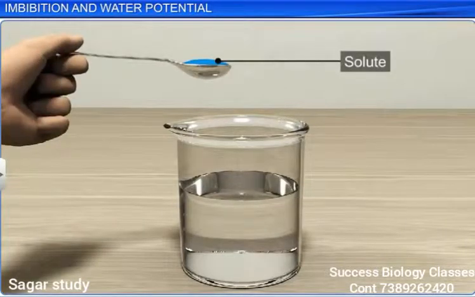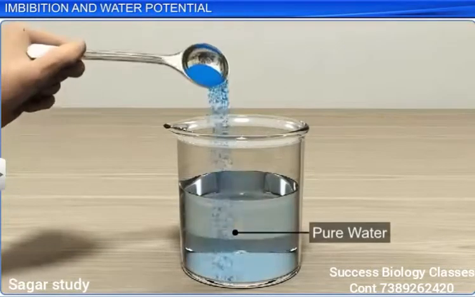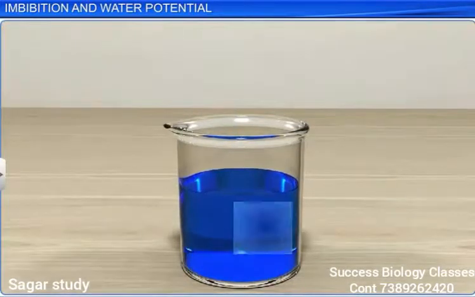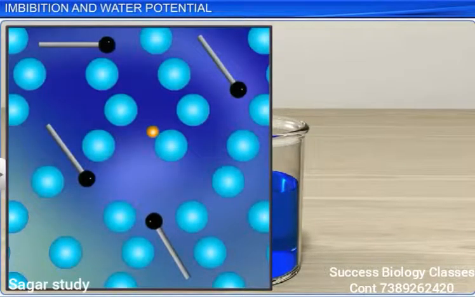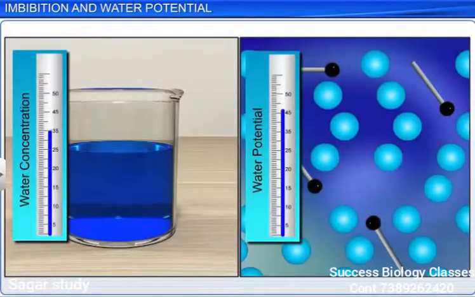If a solute is dissolved in pure water, the solution has fewer free water molecules. This decreases its water concentration, resulting in decreased water potential.